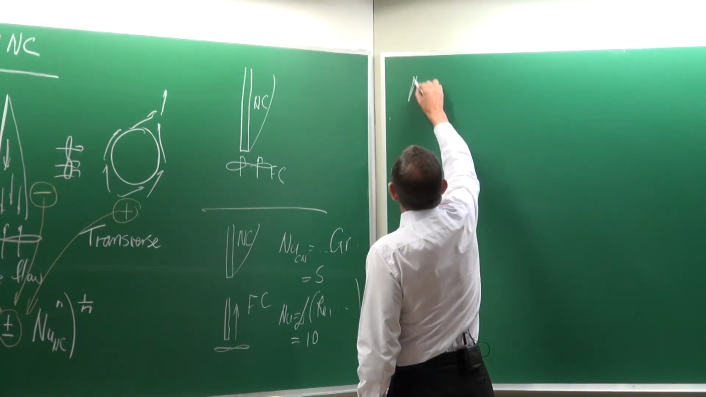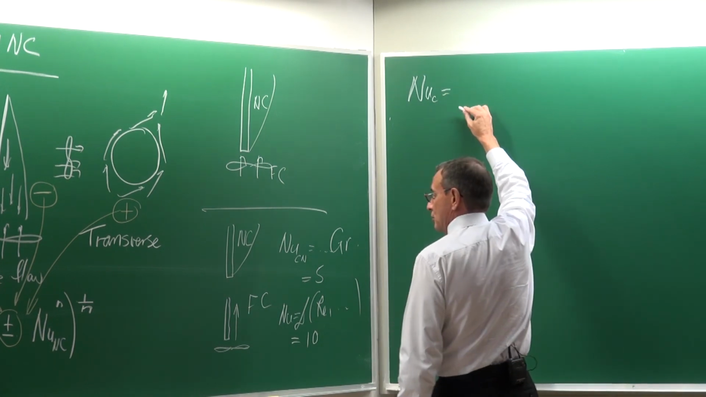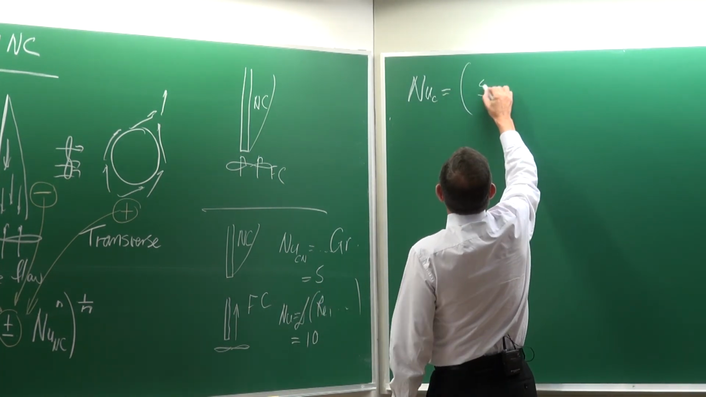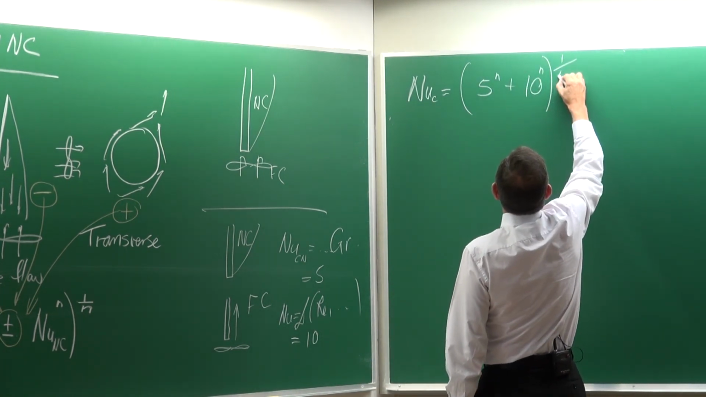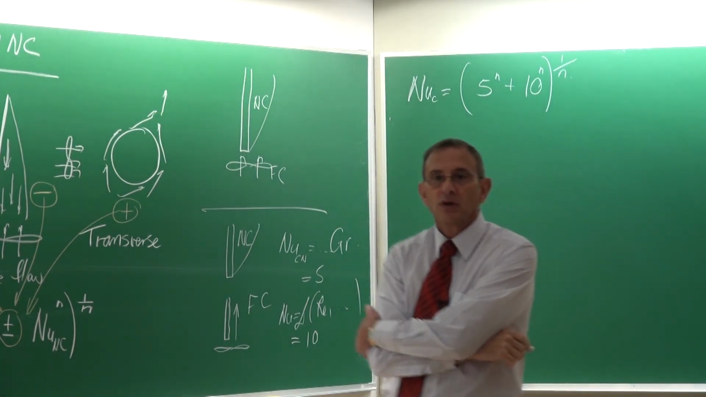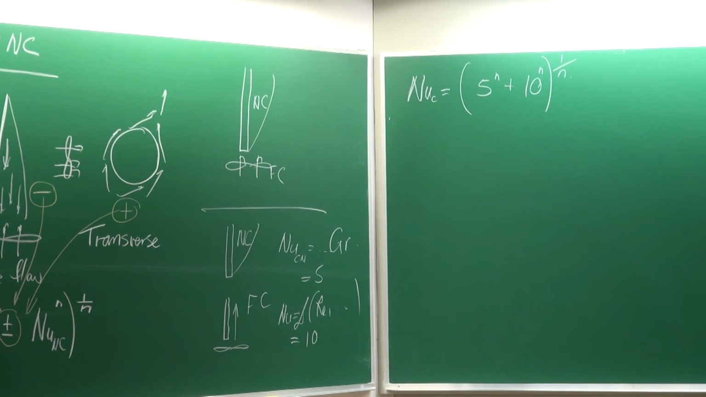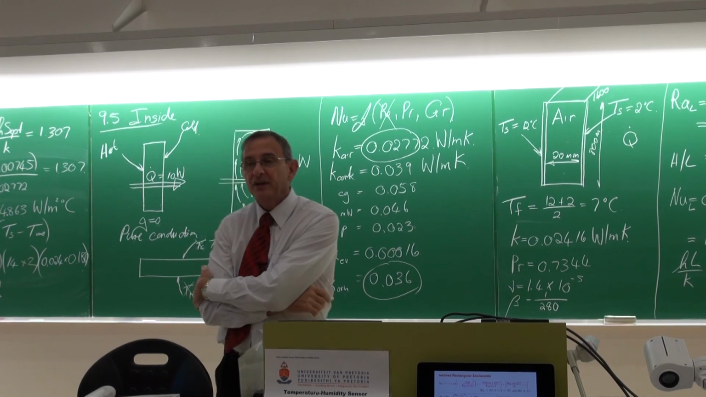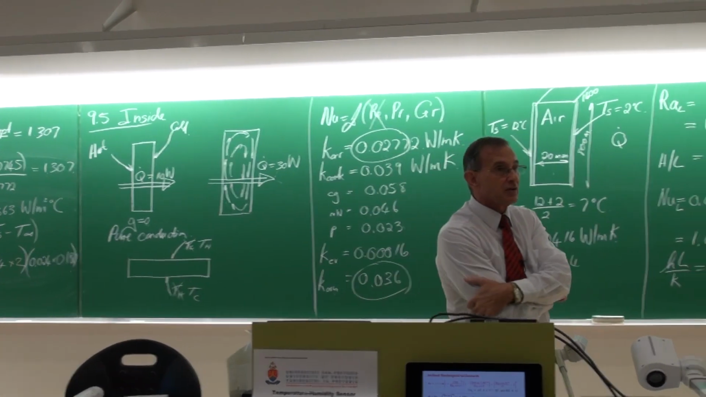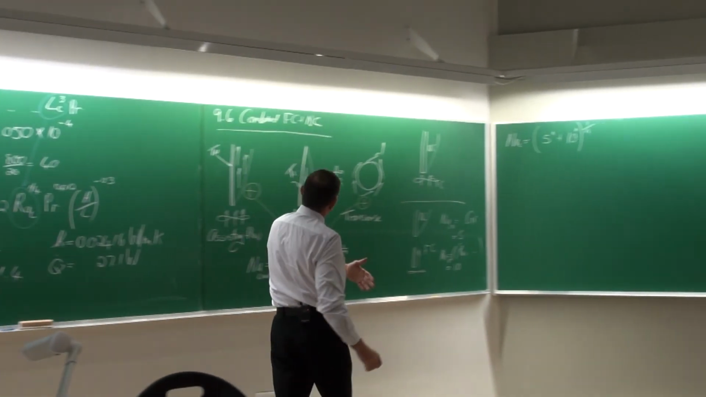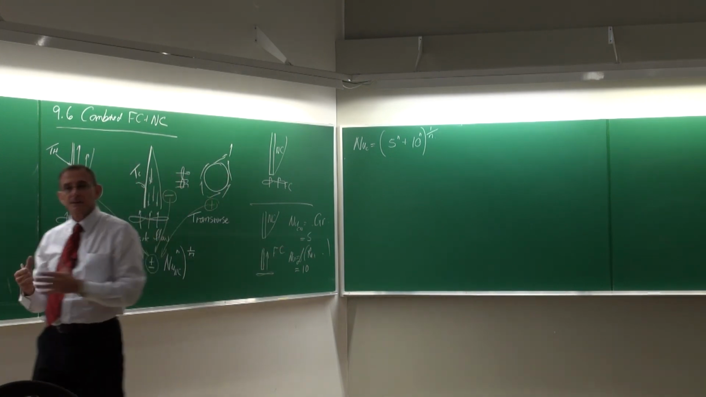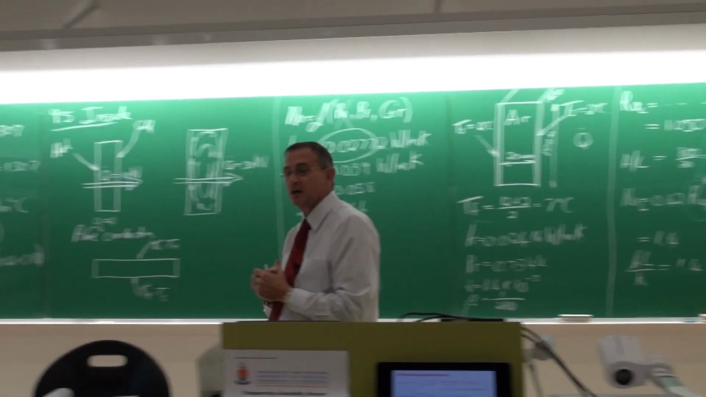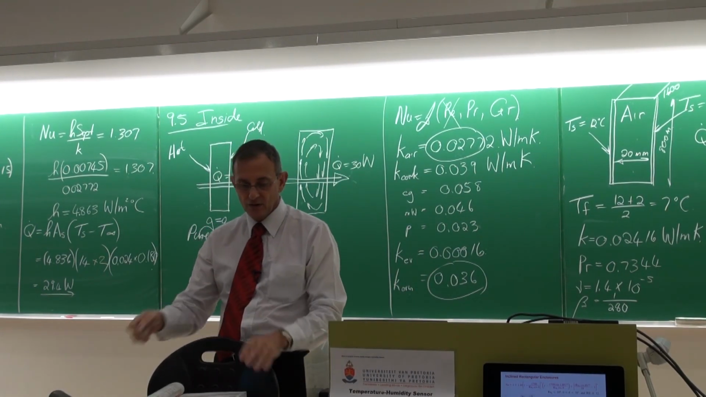Then it's very easy to say the combined Nusselt number would be equal to the value of 5 to the n plus the value of 10 to the n, to the power 1 divided by n, and the value of n is normally approximately a third or a quarter, 1 divided by 3 or 1 divided by 4, something like that. And then from that you can get the effective heat transfer coefficient, which will be higher than this heat transfer coefficient, and it will be higher than this heat transfer coefficient. And from that, you can calculate the heat transfer rate. Any questions?